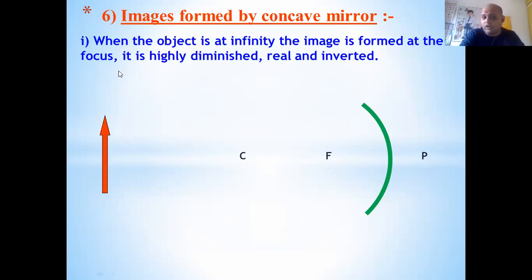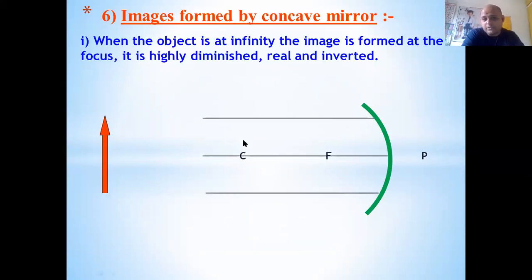The image is formed at the focus. It is highly diminished, very small. The image will be very small, real and inverted. The image will be real but inverted. So if it is real, then we can get it on the screen. Yes, look at this one.